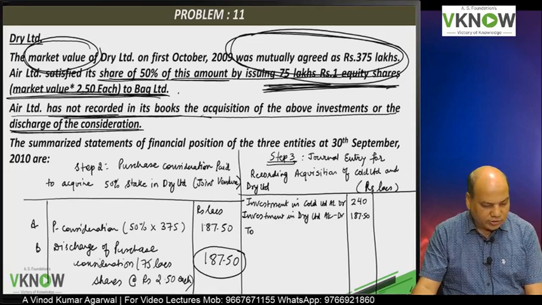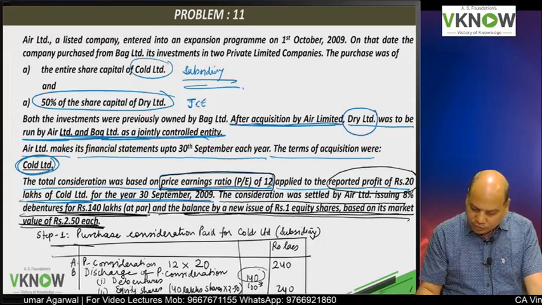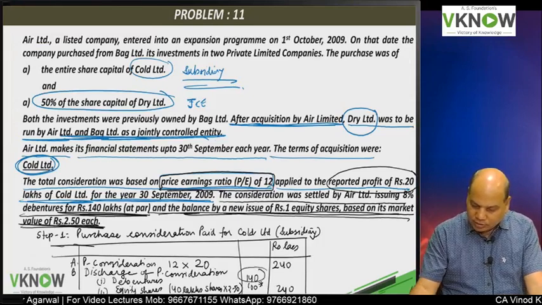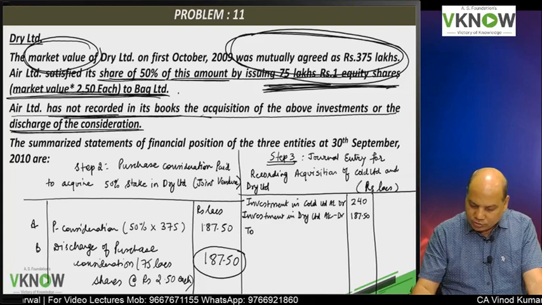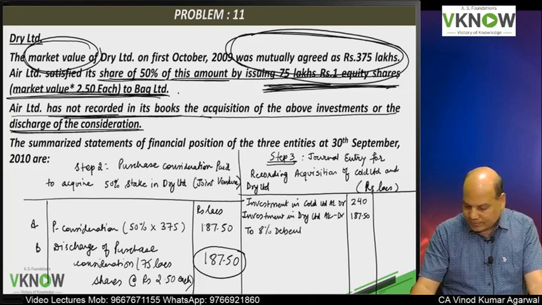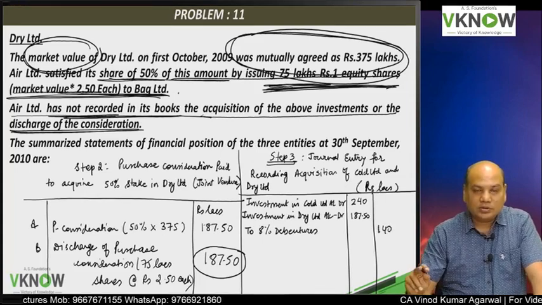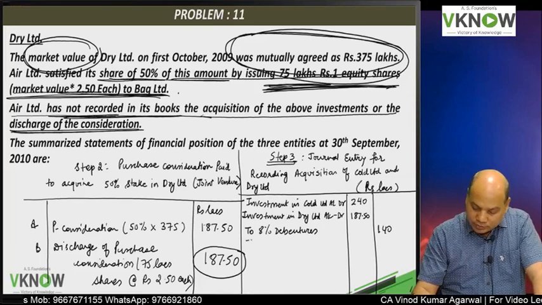You have issued debenture of 140 lakh at 8% interest rate. So to 8% debenture, you have issued 8% debenture of 140 lakh. That will also be recorded.